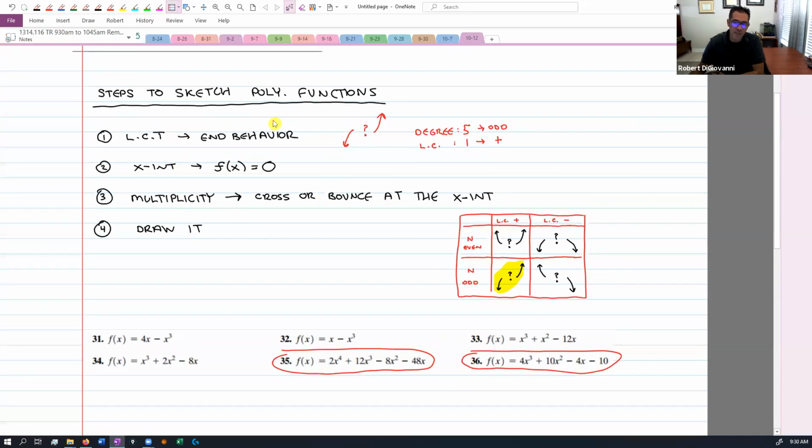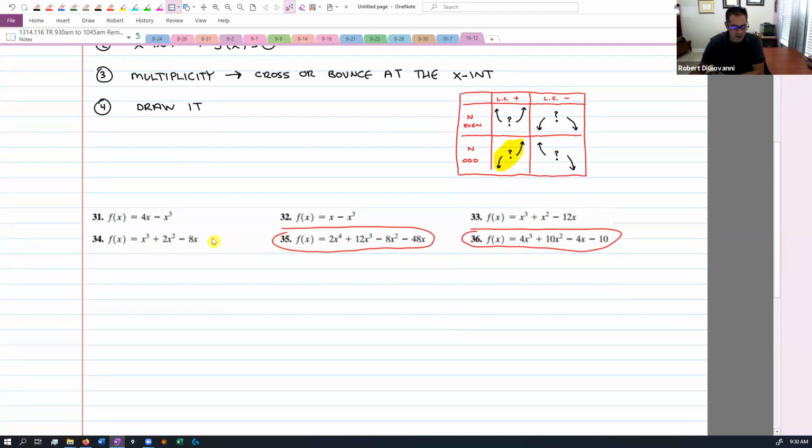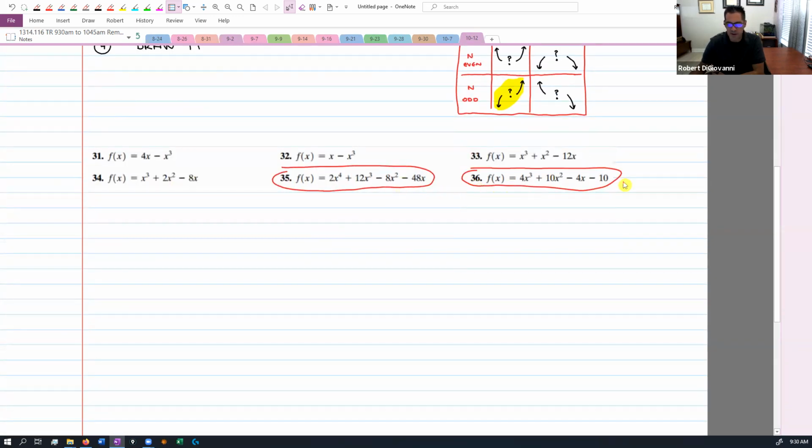Here were the set of steps that I gave you to sketch a polynomial function. And then I gave you these problems to look at. I told you 31, 32, 33, 34, you should be able to do 35, 36, try them if you want. We can talk about them today. So first, any questions over 31, 32, 33, or 34?